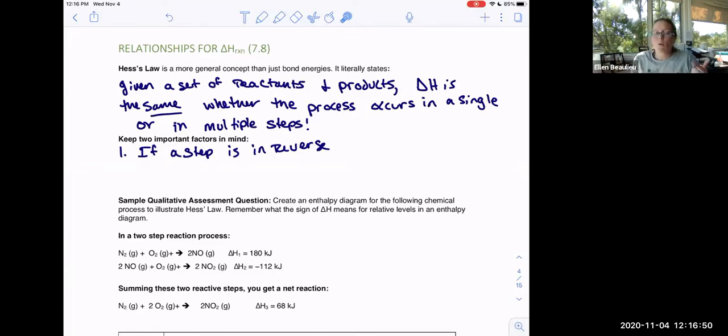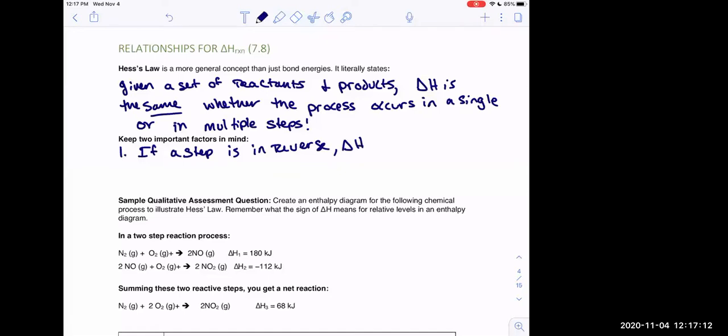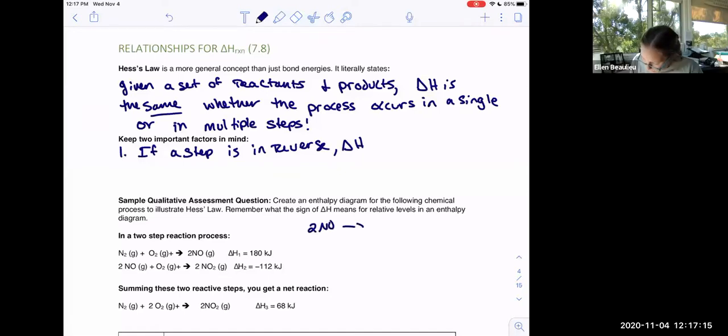Now, what happens if I run the reaction in reverse? What happens if nitrogen monoxide becomes the reactant and nitrogen gas and oxygen gas are the products? Is that endothermic still, or is it exothermic? What do you think? Maybe let me just put that hypothetical. If I run this reaction, how does delta H1 relate to delta H question mark?